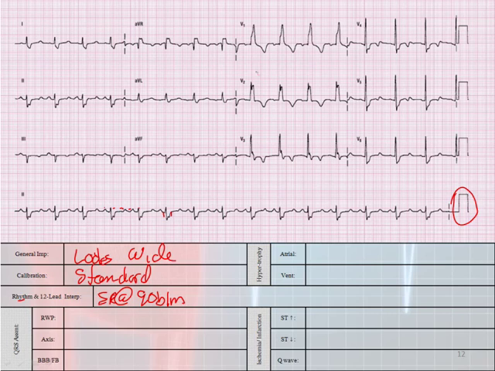R wave progression. Well, in V1 I'm supposed to be negative and I'm not, so I have a positive, positive, positive, and V3, V4 is positive, 5 is positive, V6. So basically it's absent. I have no R wave progression.